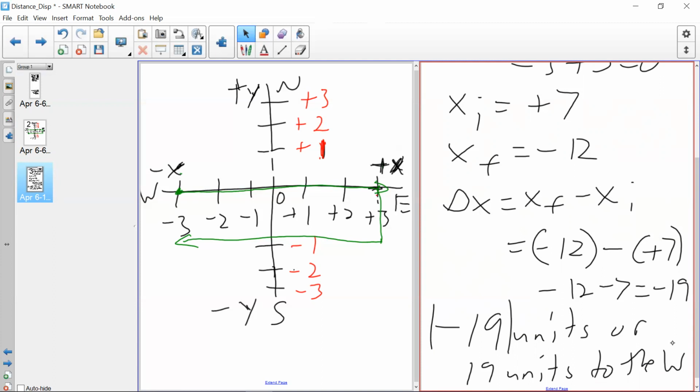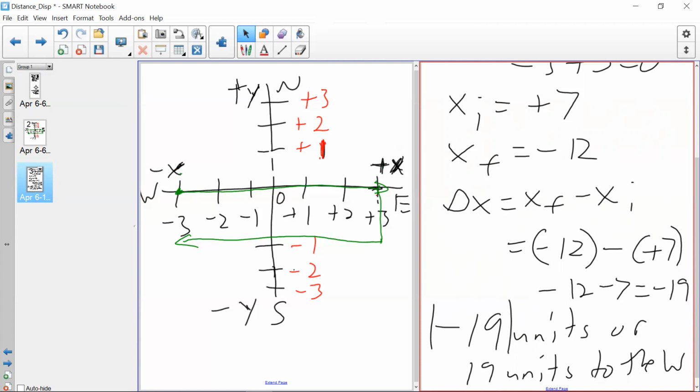So in displacement, the sign matters. Negative sign is to the west, positive to the east. So when you get a result in displacement with a negative sign, like here, that means 19 units to the west. If it was plus 19, it would be 19 units to the east.